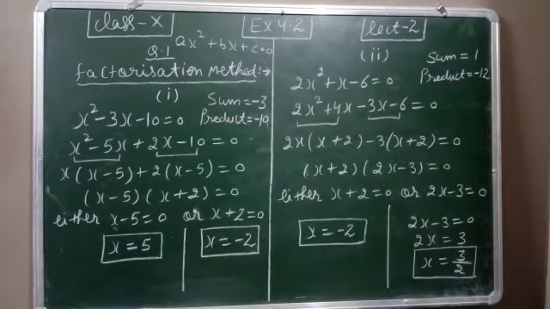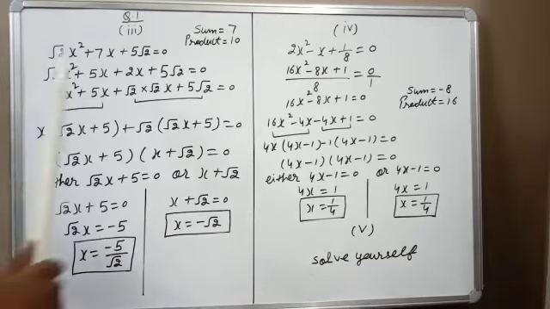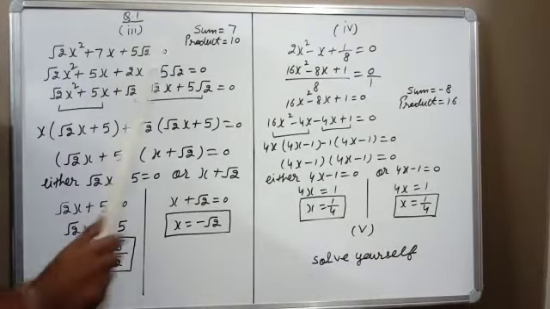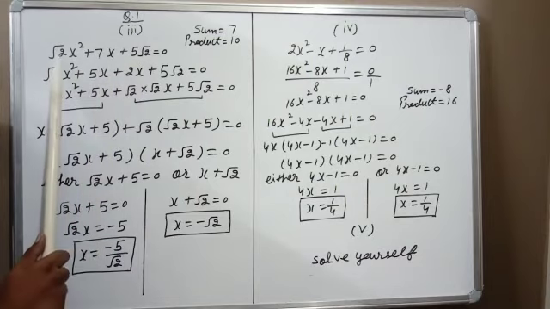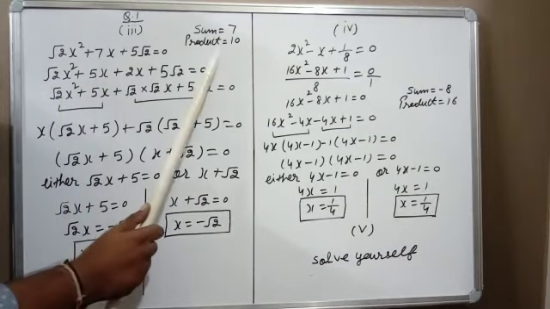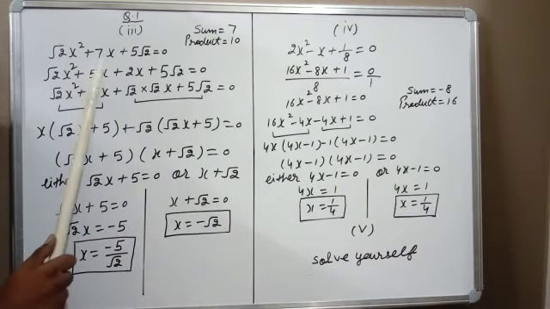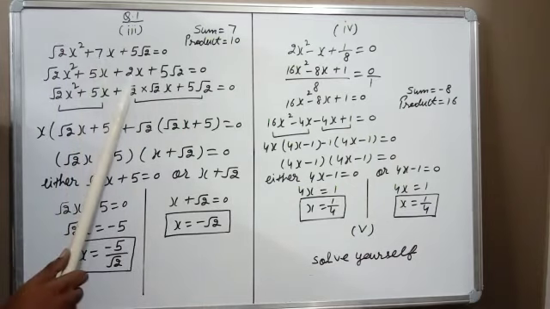So let us discuss more parts of this question. So this is the third part. Here the sum is 7 and the product is 5 root 2 into root 2, 2. So 5 into 2, the product should be 10. So first term as it is, last term as it is, then the factors will be 5x plus 2x.